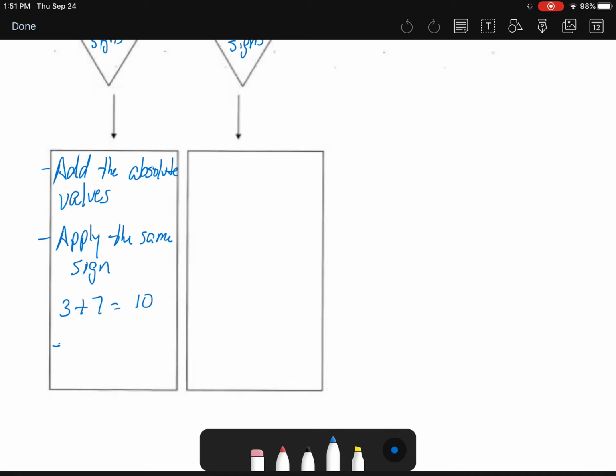If they were both negative, again, we're going to look at their absolute values. So the absolute value of negative 3 is 3. The absolute value of negative 7 is 7. 3 plus 7 is still 10. And then because they're both negative, my answer will be negative 10.